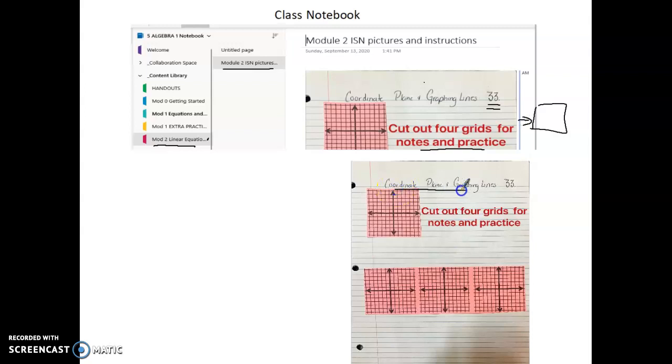Today, though, we're going to do some notes on ISN page 33. So if you haven't already done so, you're going to pause the video now and get your ISN together. Cut out 4 of these grids because we're going to glue those onto page 33, and then we're going to write some notes and terms on this page.